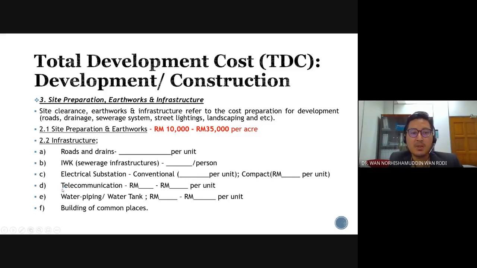Okay, so you also need to prepare for the water piping and also the water tank. Let's say your project requires 2 water tanks, so you have to provide, and the cost needs to be paid based on per unit for water piping, and for water tank also per unit basis.